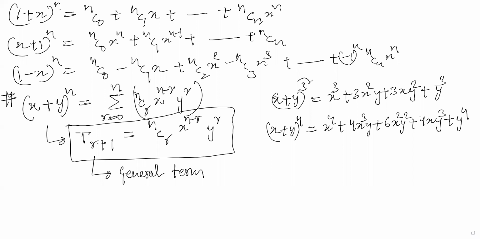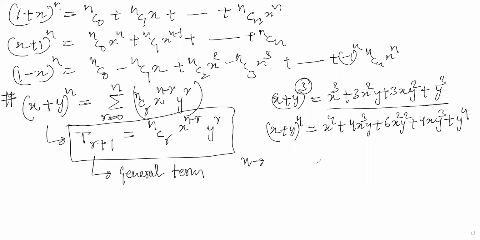Now, when n was 3, there were 4 terms. We have already reduced this in the last class, that whatever the power is, the terms will always be 1 more than that. So if the power is 3, the terms will be 4. If the power is 10, the terms will be 11. If the power is 12, the terms will be 13. If the power is 19, the terms will be 20. Right?